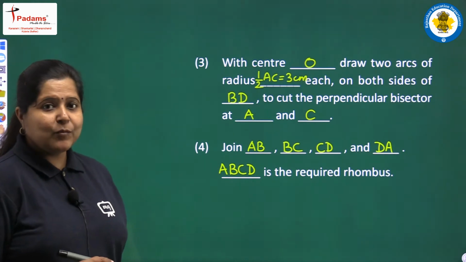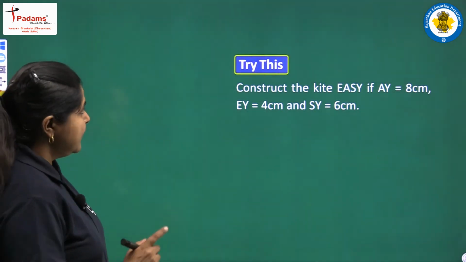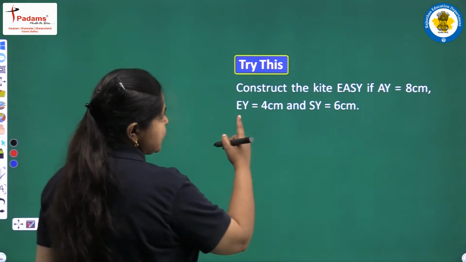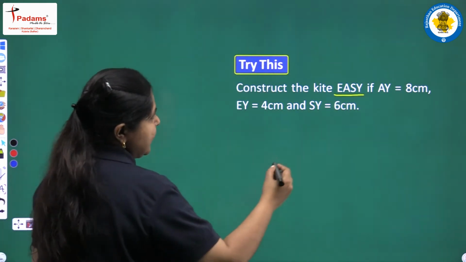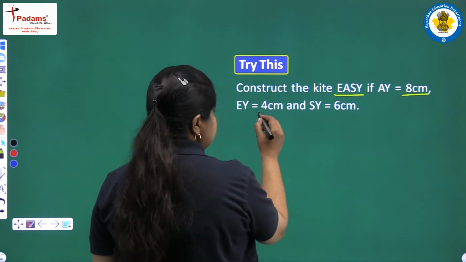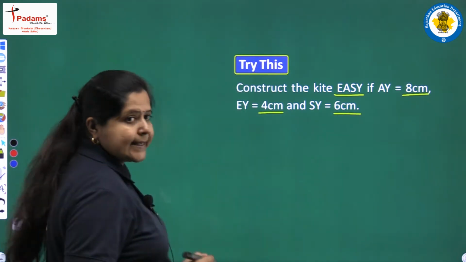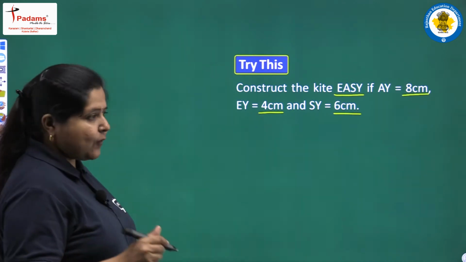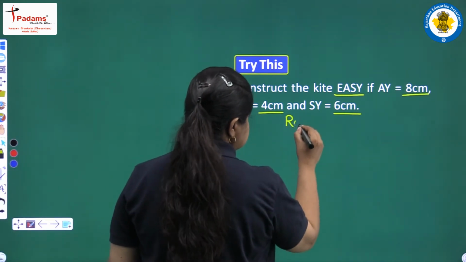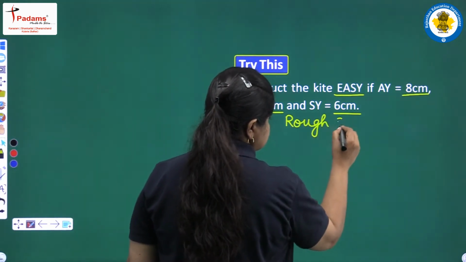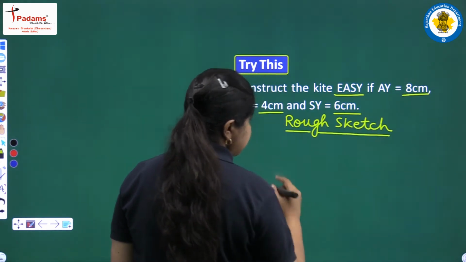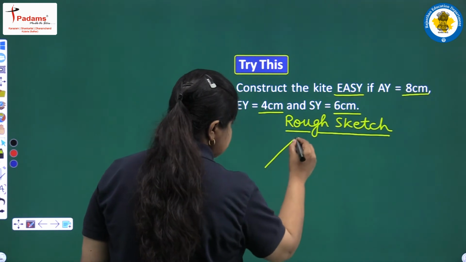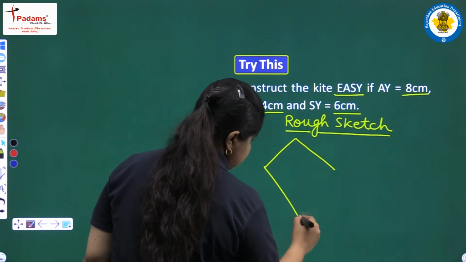Okay, then we move on to one more example. We will try this. Construct the kite EASY. If AY is given to be 8, then EY is 4 and SY is 6 centimeter. So first of all we will draw its rough sketch, and then we will get an idea of how to construct this kite. We know a kite looks like this in shape.